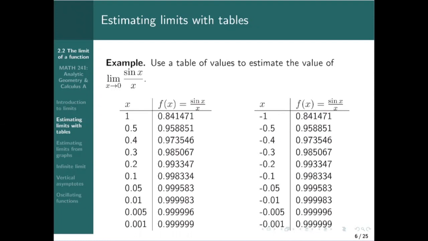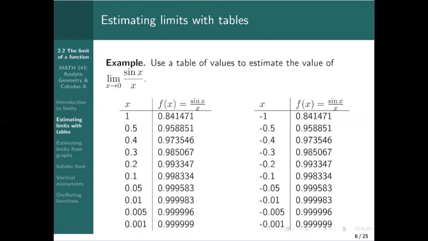So notice, for example, that in the left table, we start with an approximation of 0.84. And as we get closer and closer to 0, in the last line, for example, we have that the approximation is 0.99.